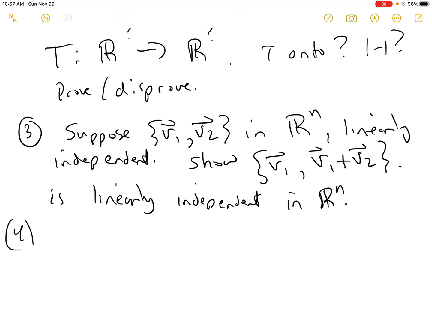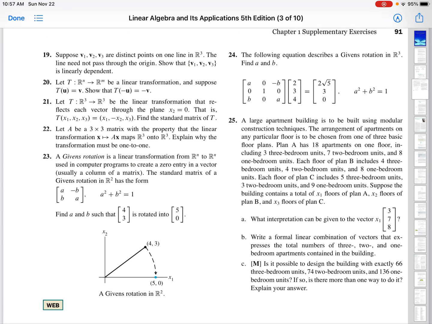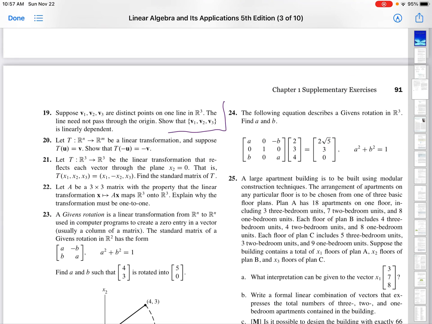Okay, so the fourth and final question. This comes from the book. It's at the end of chapter 1, the supplementary exercises. Problem 19. Let me bring it up just to make sure I got the numbering right. Yeah, it's this guy. Suppose V1, V2, and V3 are distinct points on one line in R3. The line need not pass through the origin. That's important. Show that the set is linearly dependent. Another good question.